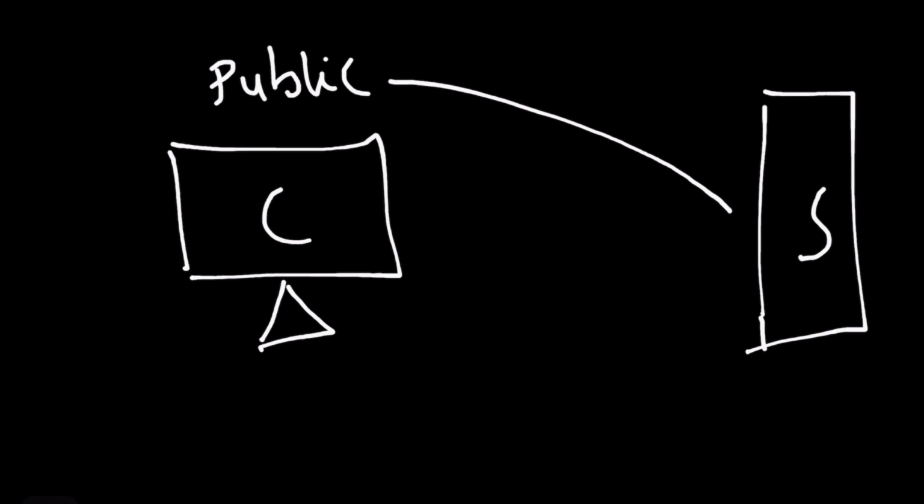So we have a server here, we have a client here. Right now we know that if we want to send something to the server, we use the server's public key, and we encrypt our data. Then we send our data to the server for the server to decrypt it with his private key.